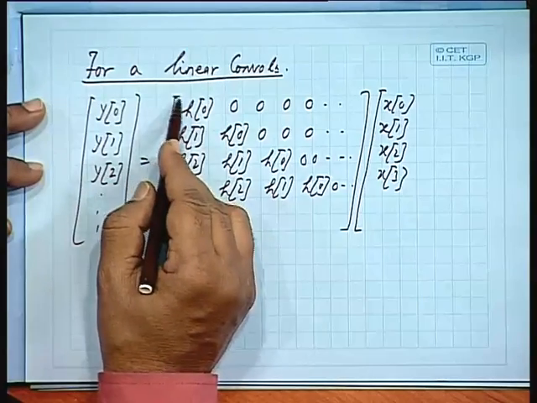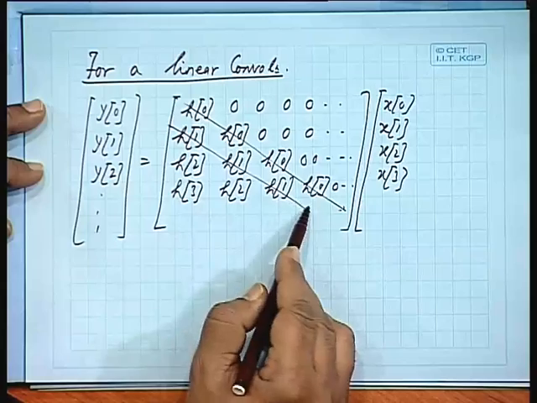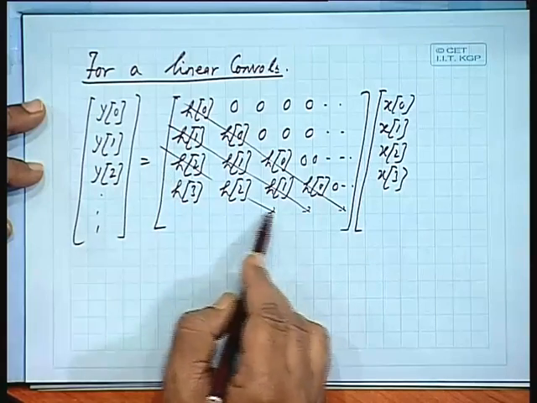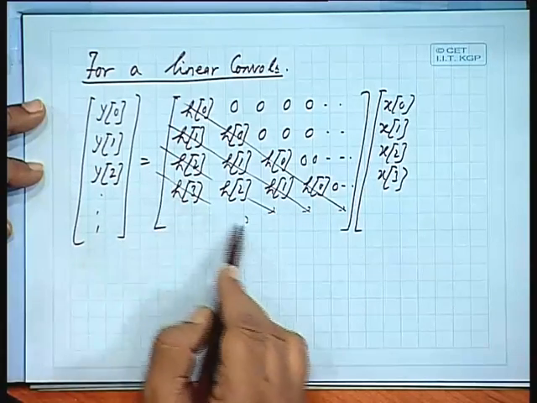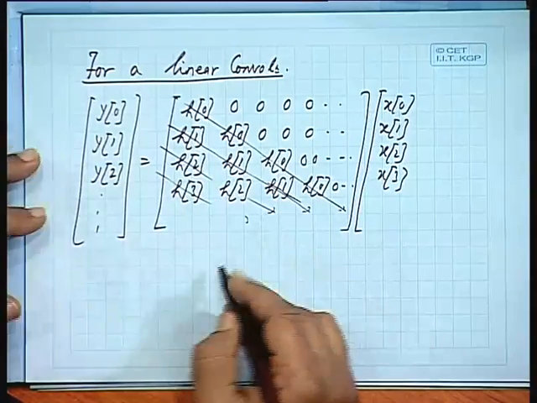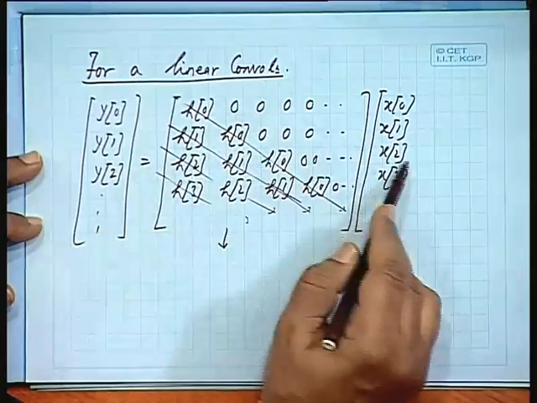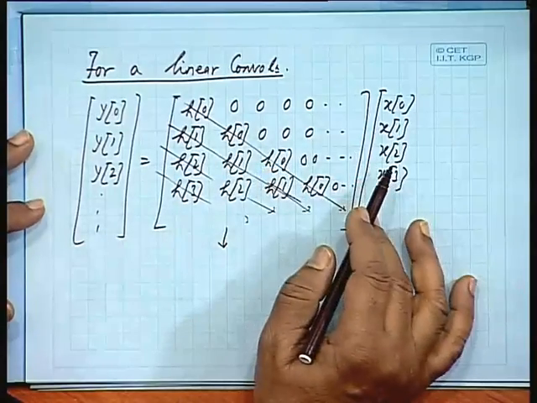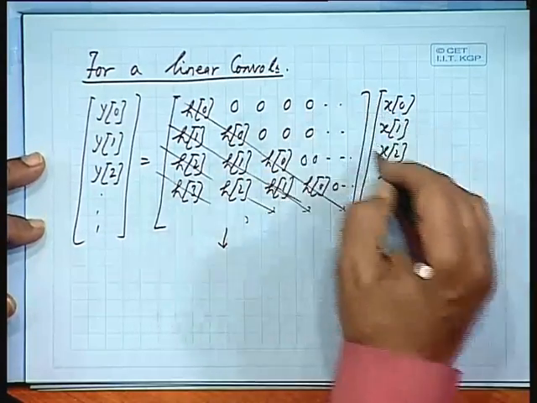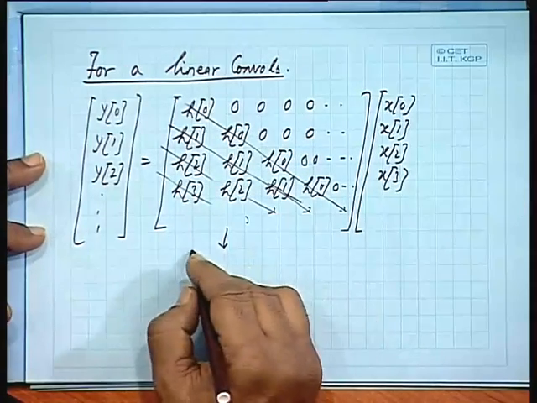You will find these elements are diagonally identical. The diagonal and subdiagonals are identical elements. This type of matrices, if all such diagonal elements are identical, say P 1, P 2, P 3, P 4, P 5, these are the values, they are called Toeplitz matrix.